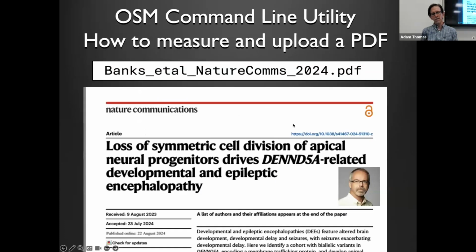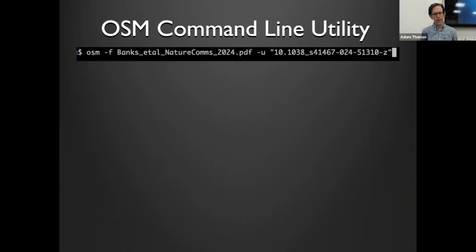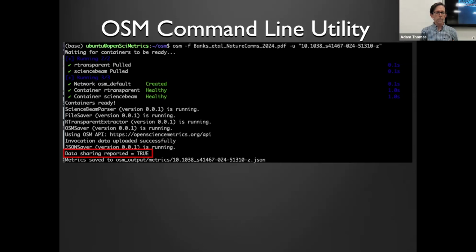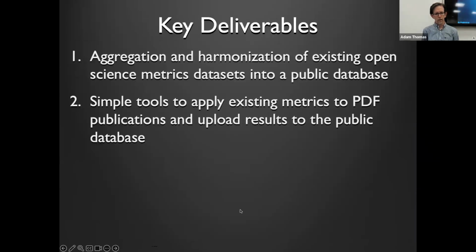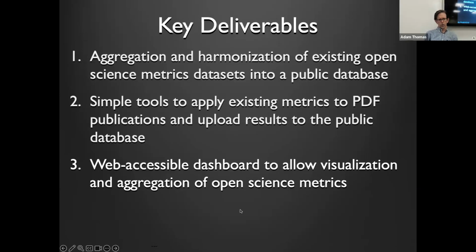Here's an example that I just gave to the funders. This was a recent paper that had come out from the folks up at McGill. So I downloaded the PDF, gave it a reasonable name, and ran this on the command line. It spins up a couple containers because some of these tools need to run in a containerized environment, and it finds a data sharing statement, and then it uploads it to the database. So this is the data availability statement, which you can also find in the PDF, unique identifiers and whatnot. So that is the first two.